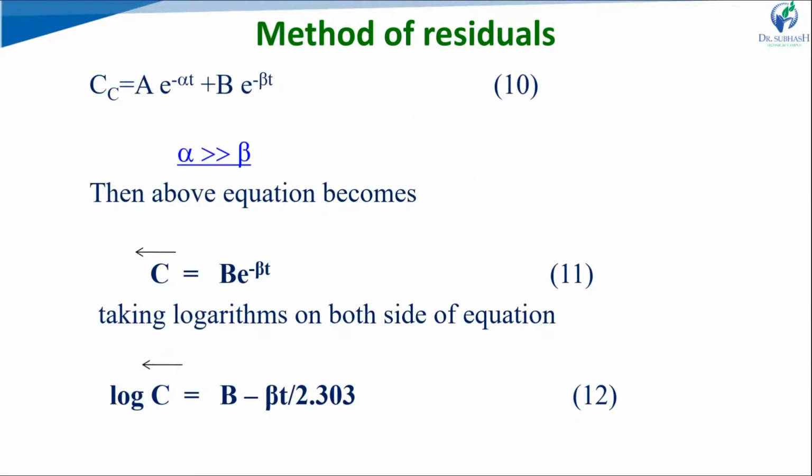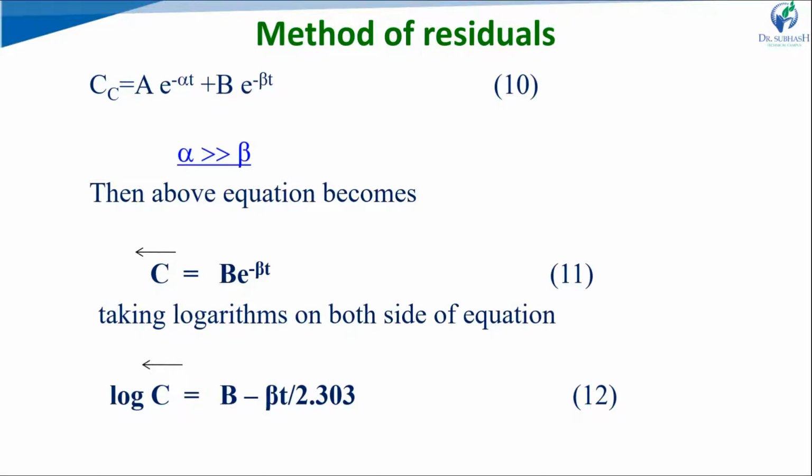Now we will go for the method of residuals. The biexponential disposition curve obtained after an IV bolus of a drug that fits a two compartment model can be resolved into its individual exponents by the method of residuals. So we have to find the alpha and beta values. Cc = A e^(-alpha t) + B e^(-beta t), the equation we already have.